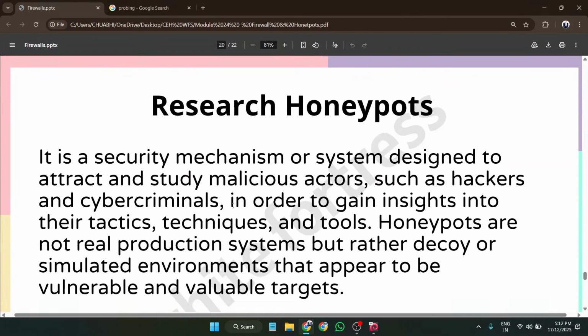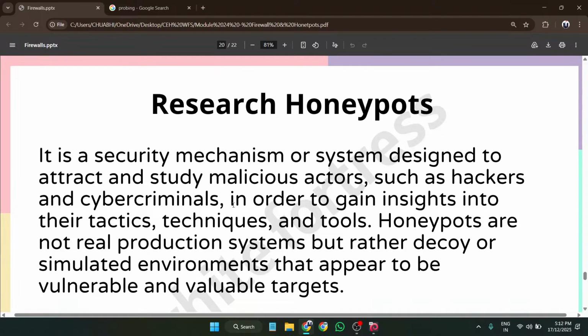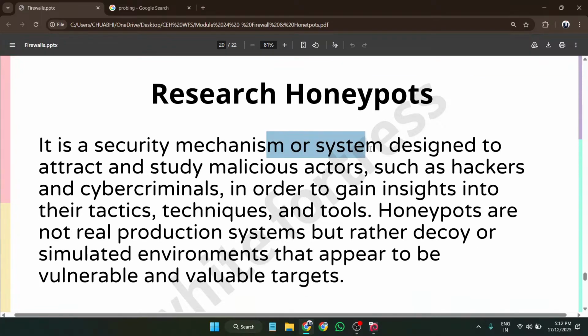Next is research honeypots. What does a research honeypot do? It is a security mechanism or system designed to attract and study malicious actors. So again, this is also designed to attract attackers and study malicious actors, such as hackers and cyber criminals, in order to gain insight into their tactics, techniques, and tools. So we'll be able to gain insight into what they are actually trying to do and all the tools and techniques they're using.